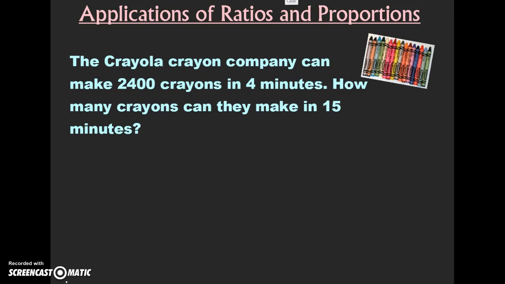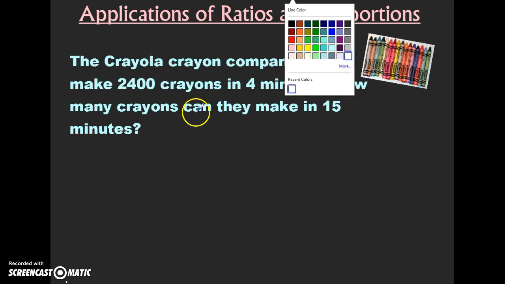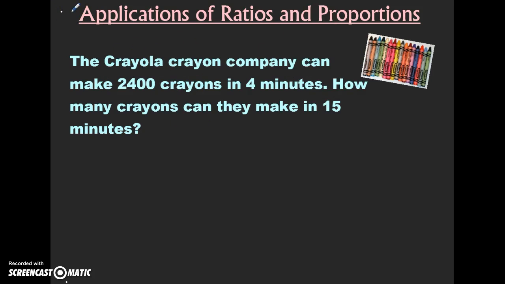Okay. So the first one says that the Crayola Crayon Company can make 2,400 crayons in 4 minutes. How many crayons can they make in 15 minutes? So the first step is to understand the problem. Look to see what information we have and what it is we're trying to find out. So the first piece of information that we have is that the company can make 2,400 crayons in 4 minutes. So this is one specific situation.